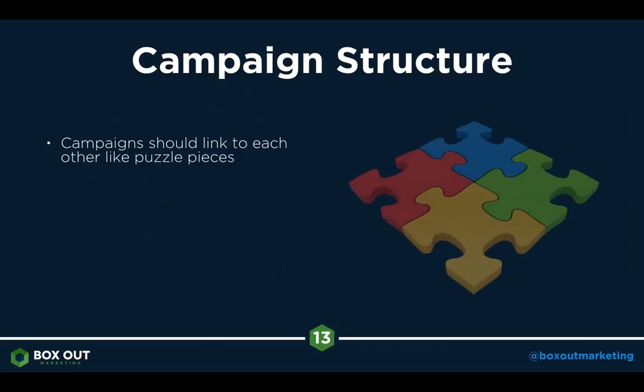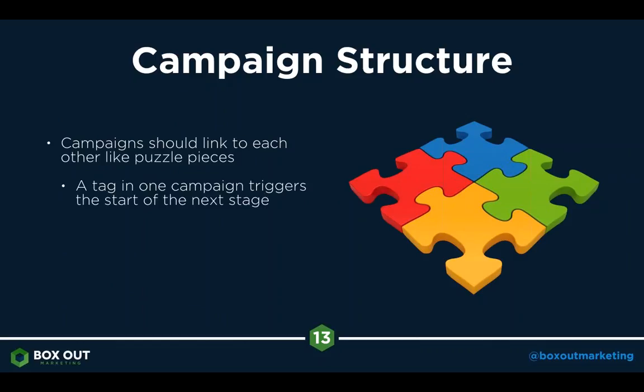Okay, so these campaigns need to link to each other just like these puzzle pieces do. Very, very simple manner, right? A tag in one campaign triggers the start of the next stage or the next campaign. And remember our tag naming system, if we've named it correctly, we can look at that tag and know exactly where it's used. We know, oh, this tag is in the lead generation campaign and it starts the indoctrination campaign. All of it makes complete sense.